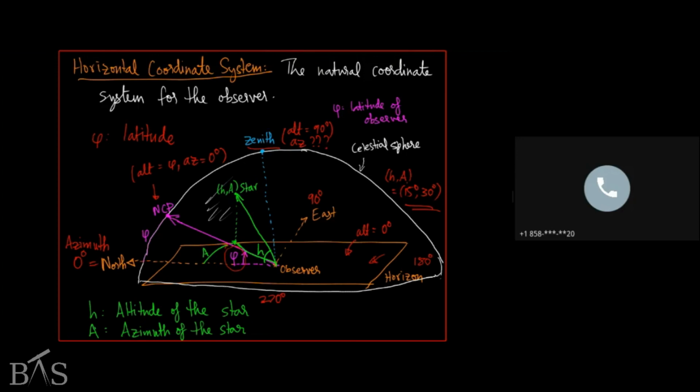I'm sorry, I've again developed a little bit of the American pronunciation. If you didn't understand zenith, it's the same as what we would call zenith in India. We would probably pronounce altitude as altitude and azimuth as azimuth. So I apologize if that was not okay.